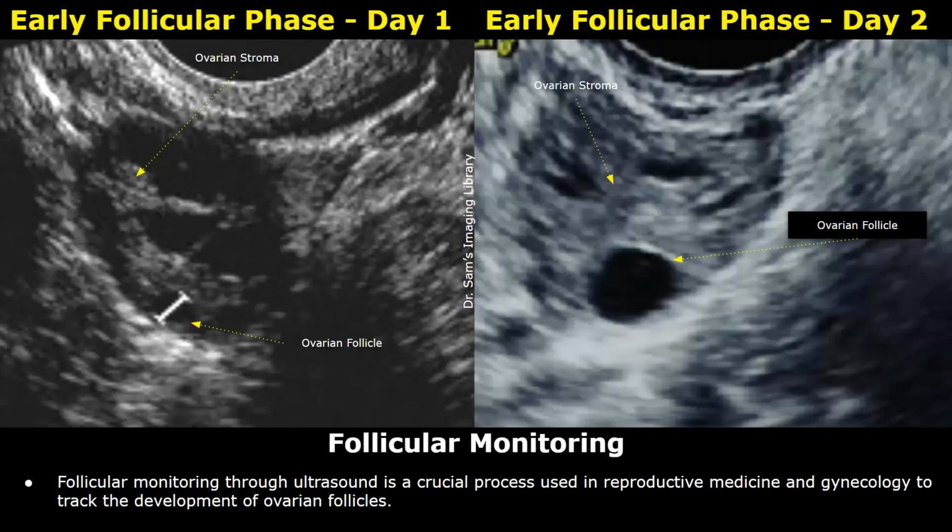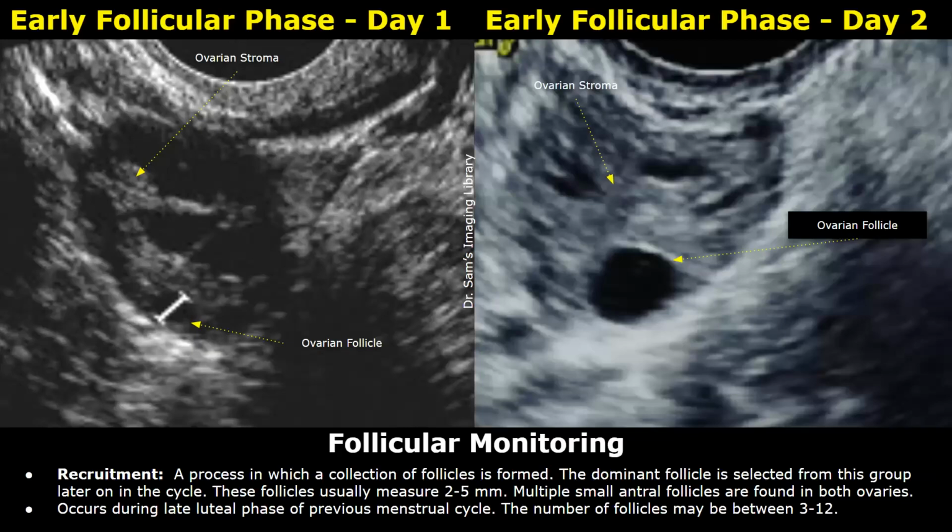Follicular monitoring helps to determine the timing of ovulation for natural conception or fertility procedures. Monitoring is done through transvaginal ultrasound. We will look at ultrasound images of the ovaries at different days of the menstrual cycle, and you will learn how the follicles grow, how the dominant follicle appears, and what the features are during ovulation. After ovulation, you will see the presence of corpus luteum in the ovary.